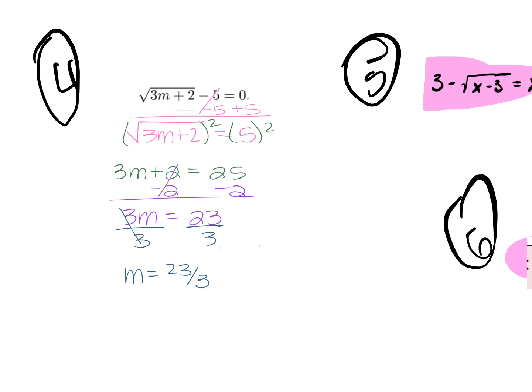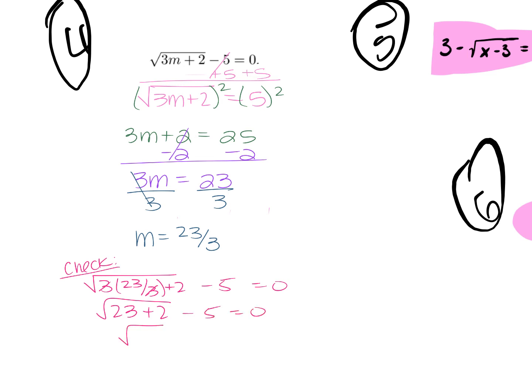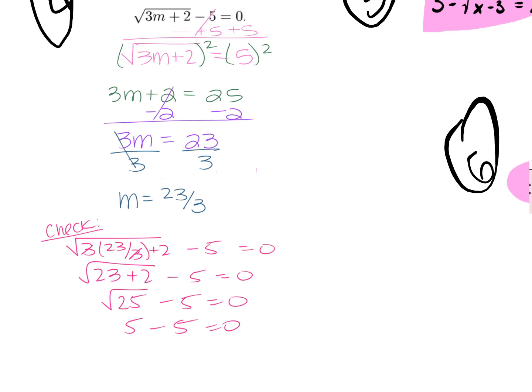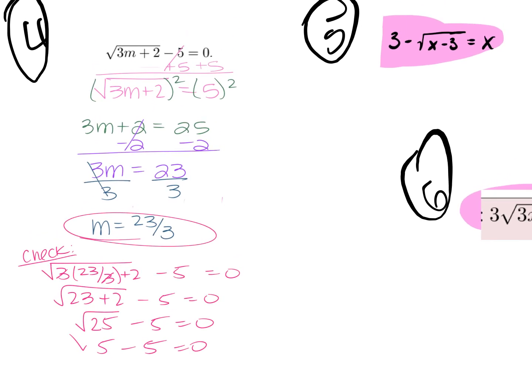From here, check it. You have the square root of 3 times 23 over 3 plus 2 minus 5 is equal to 0. The 3's cancel, so that's 23 plus 2 underneath that square root. The square root of 23 plus 2 is the square root of 25. The square root of 25 is 5. And 5 minus 5 is equal to 0. So this m is equal to 23 over 3 is a solution.